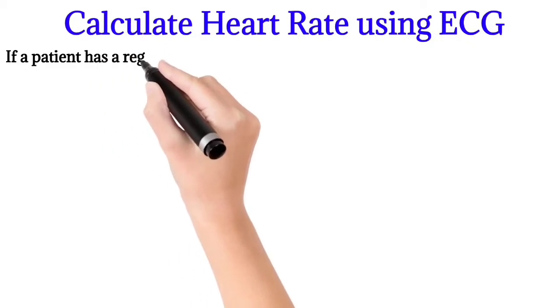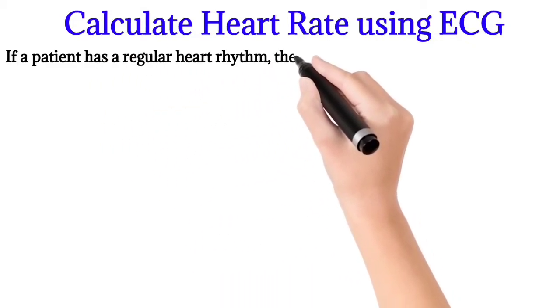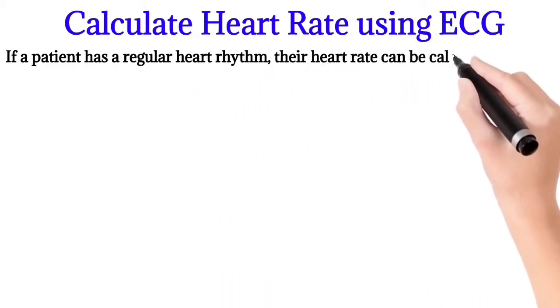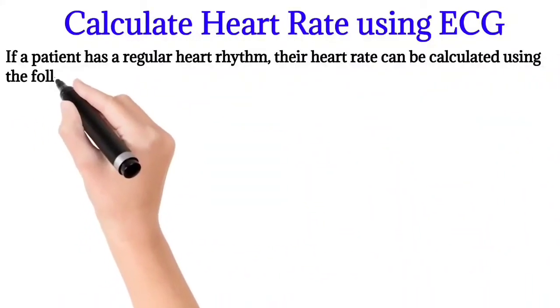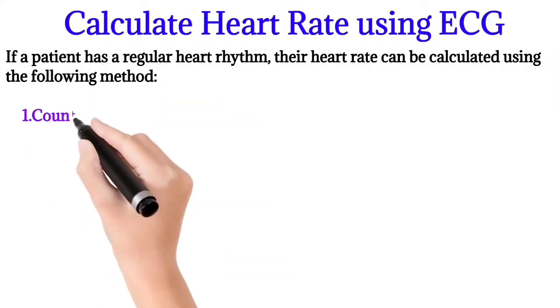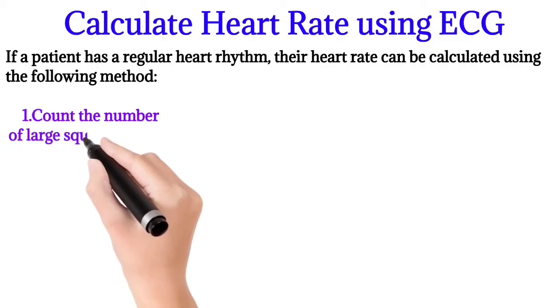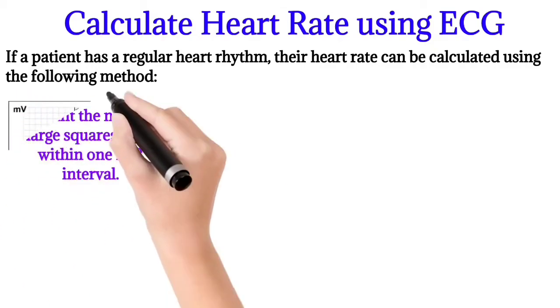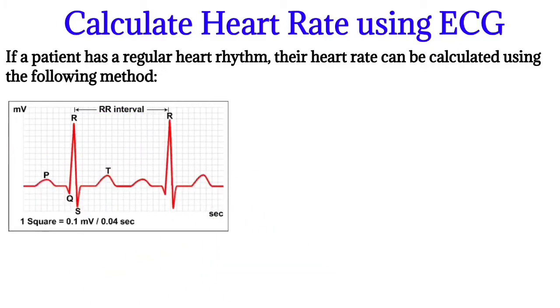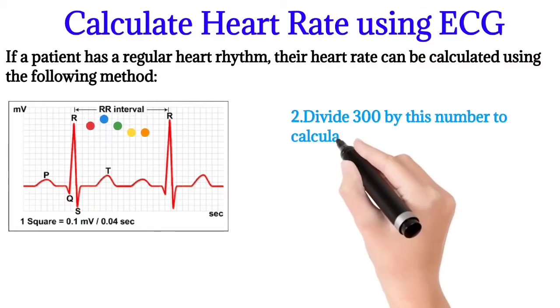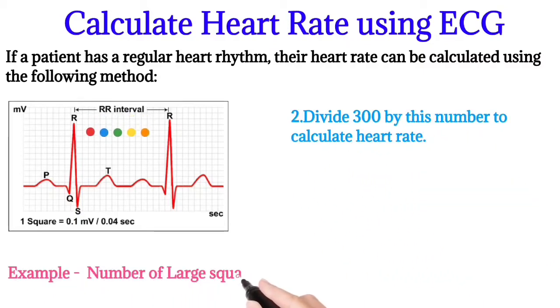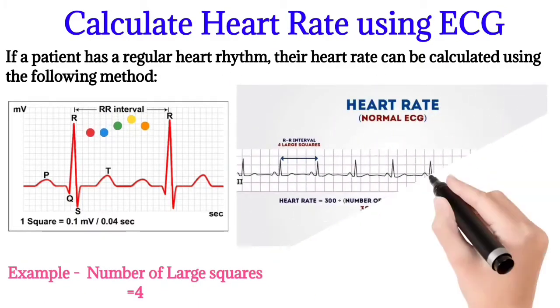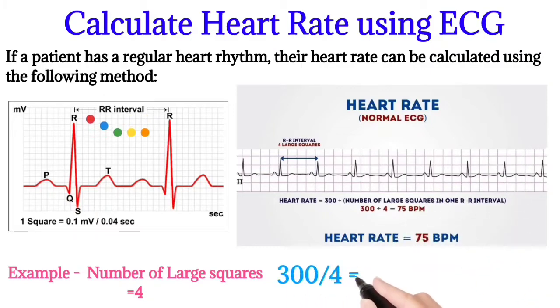Calculate heart rate using ECG. If a patient has a regular heart rhythm, their heart rate can be calculated using the following method. Count the number of large squares present within 1 RR interval. Divide 300 by this number to calculate heart rate. As an example, if the number of large squares is 4, 300 should be divided by 4. It equals 75. Heart rate of that patient is 75 beats per minute.